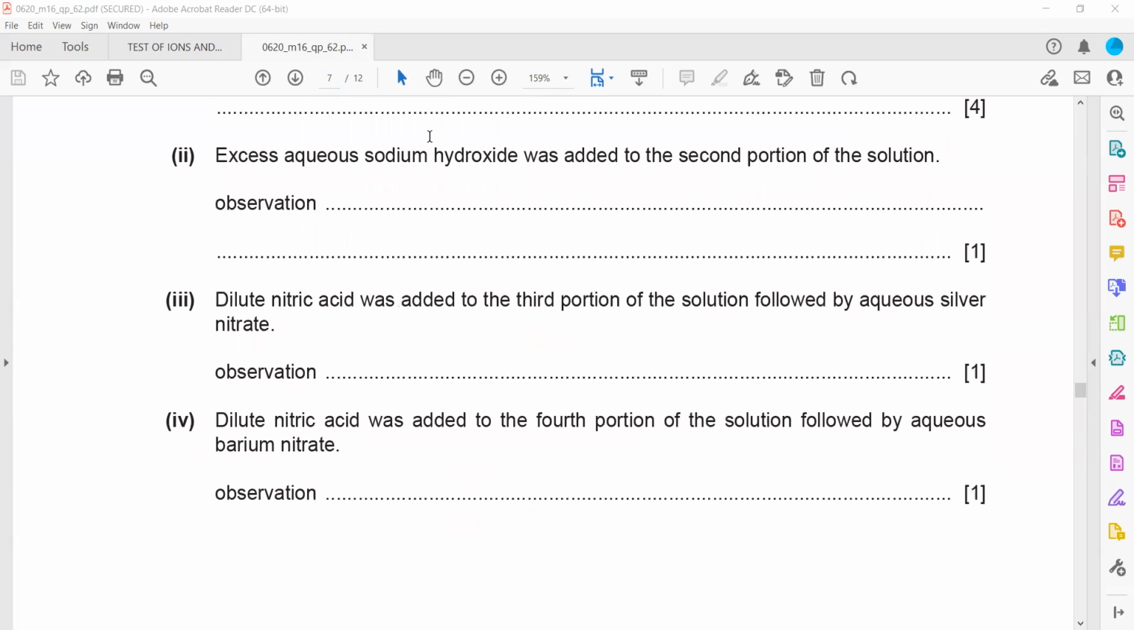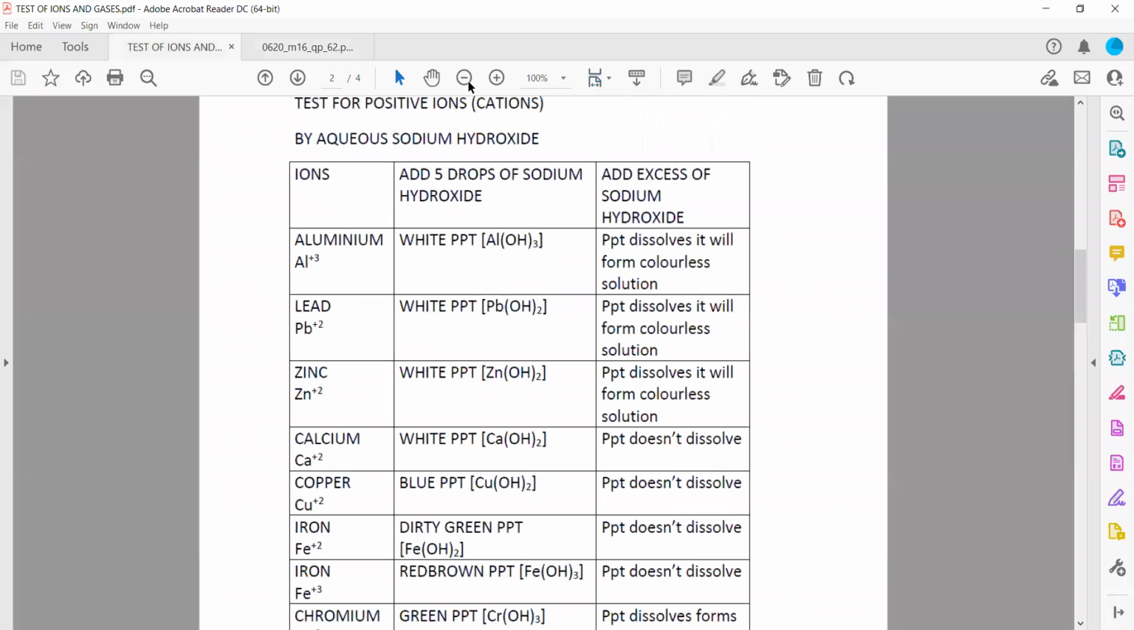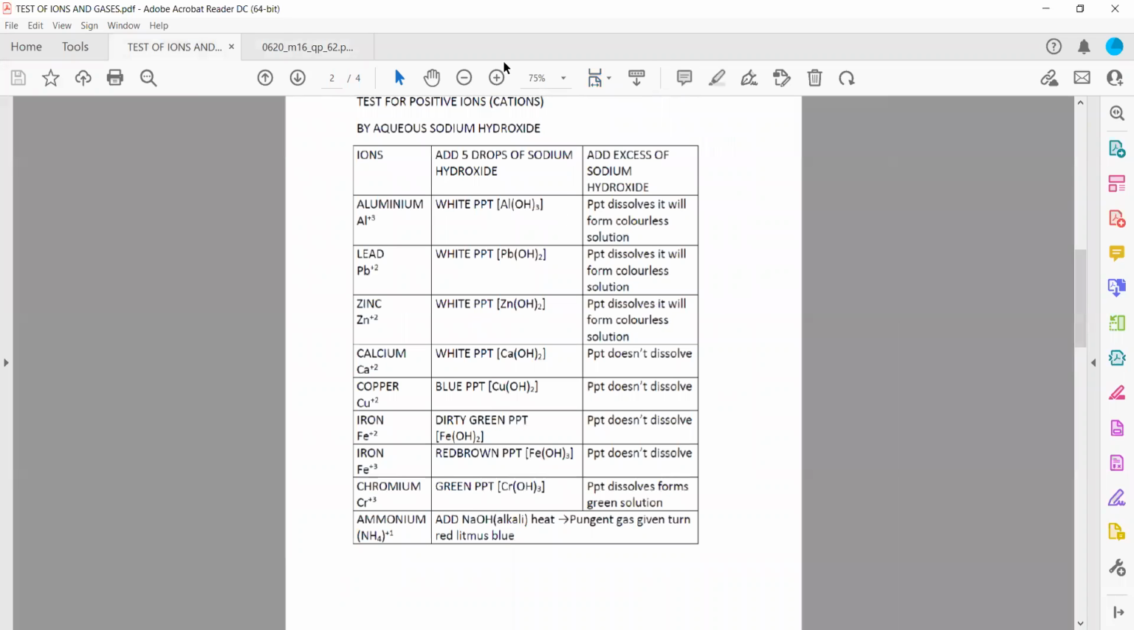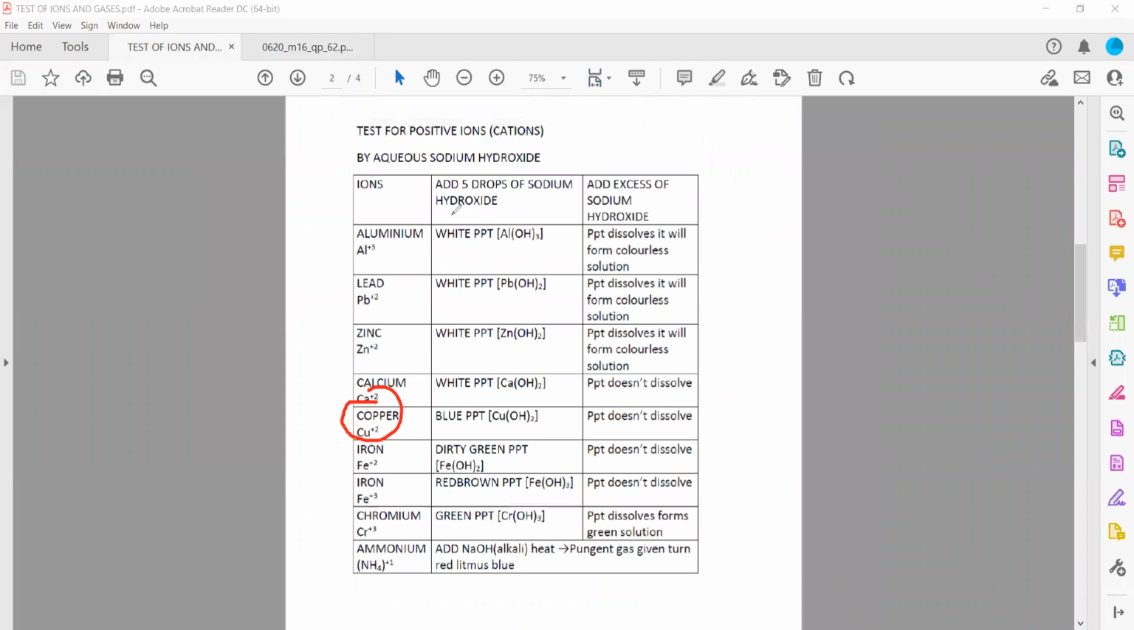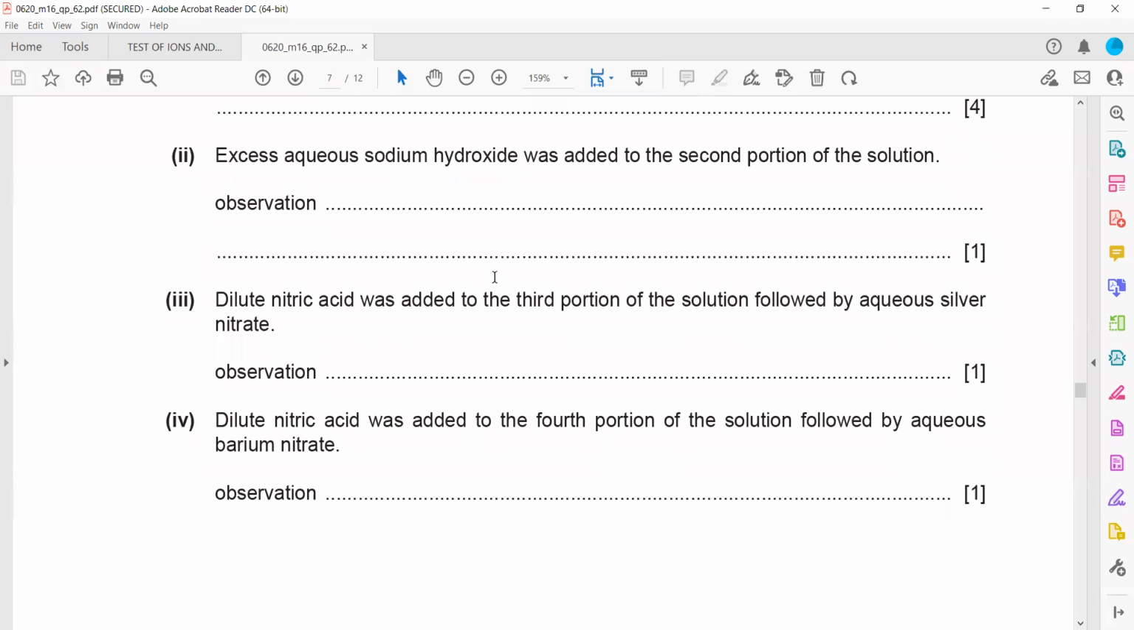Then we are adding excess sodium hydroxide. Again, this is a test for the ions. So if we have a copper salt and we are adding sodium hydroxide in excess, what is the observation? It will form a blue precipitate which does not dissolve. So simply we will write here blue PPT, or you can say blue precipitate.